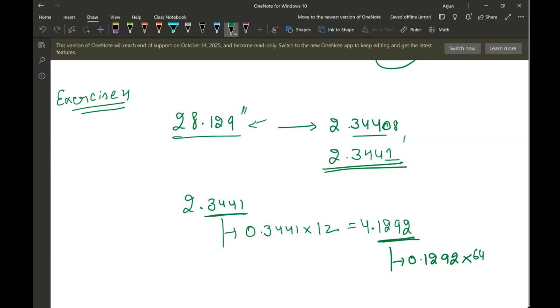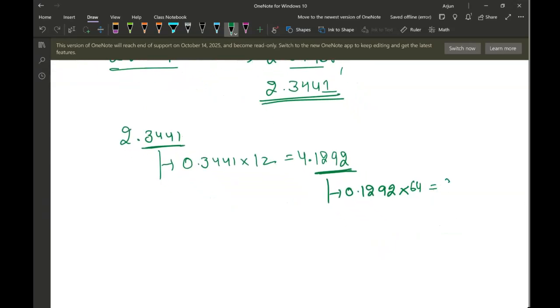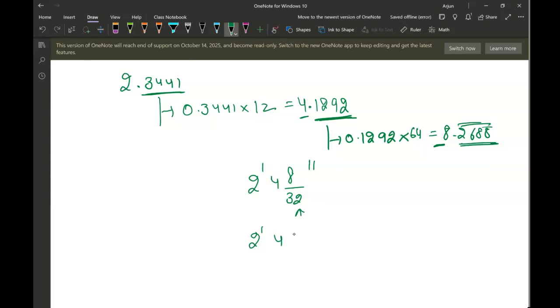Then 0.1292 multiplied by 64 gives me the value as 8.2688. I will drop this portion and take only this portion, because the rest is smaller. So my final answer in feet and inches will be 2 feet, 4 and 8 over 32 inches. And then I can reduce this also, so 2 feet, 4 and 1 over 4, I guess.